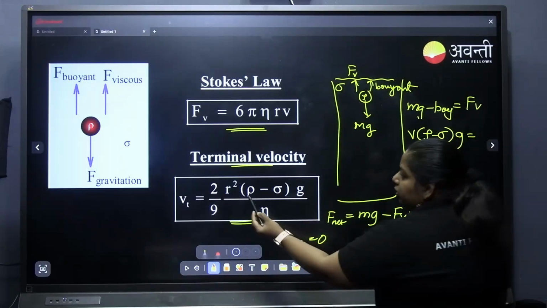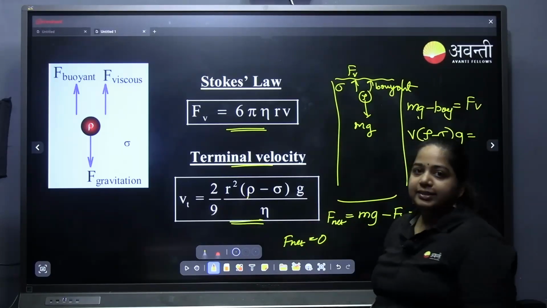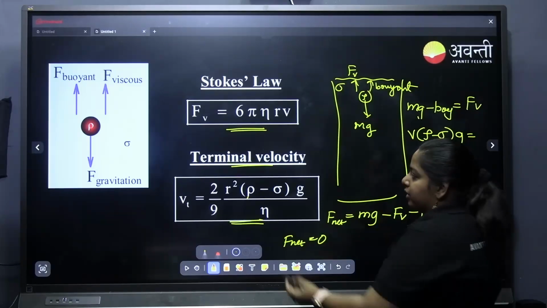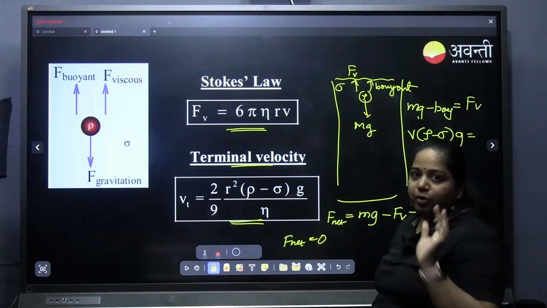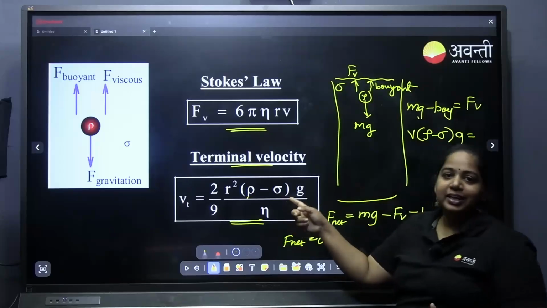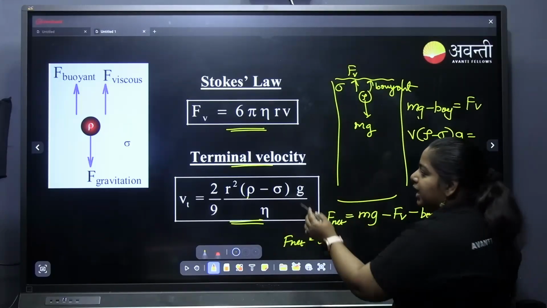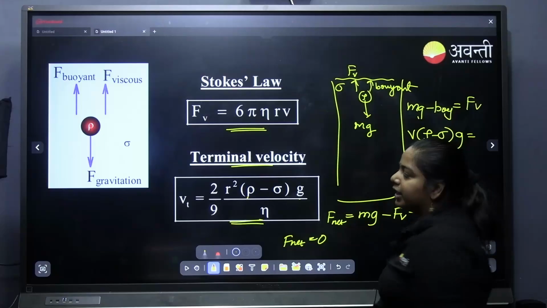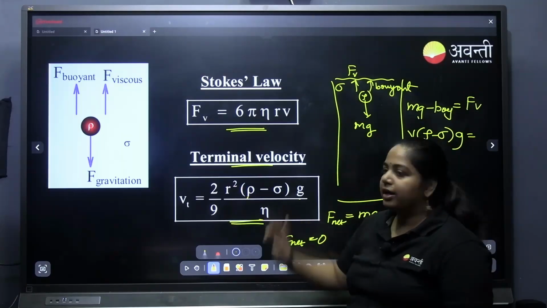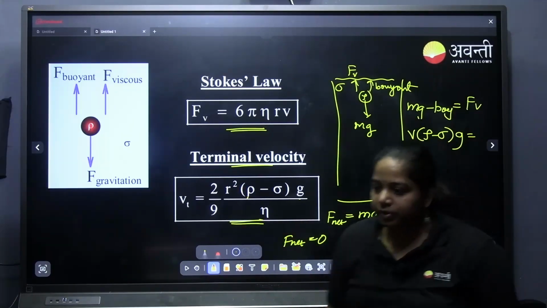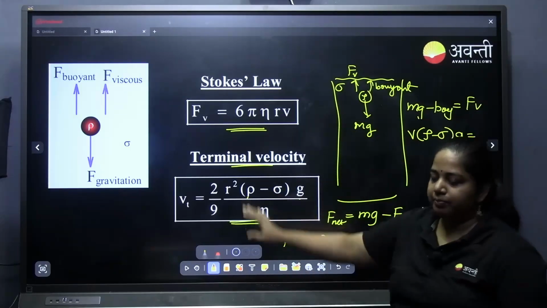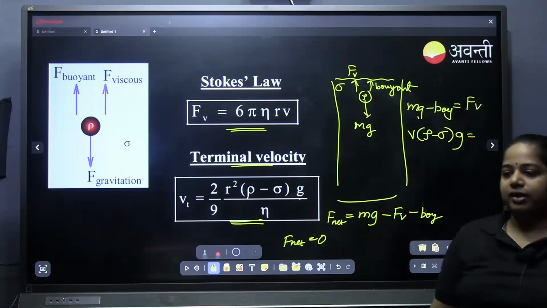I already told you, rho is the density of the object falling, sigma is the density of the fluid, g is the acceleration due to gravity, eta is the coefficient of viscosity, r is the radius of the object. Is there any doubt in this formula? This one also you have to learn by heart.